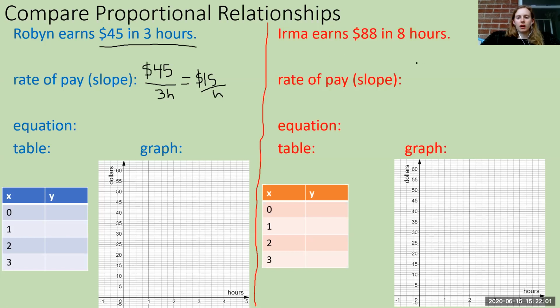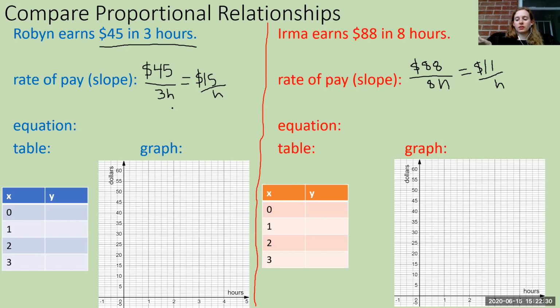What about Irma? Well, she's making $88 in 8 hours. $88 divided by 8 hours is $11 an hour. That's Irma's hourly pay. That's going to be the unit rate, so $11 per hour.